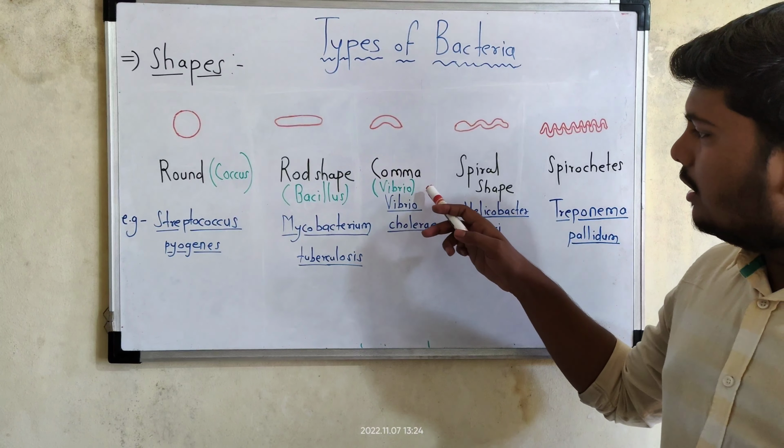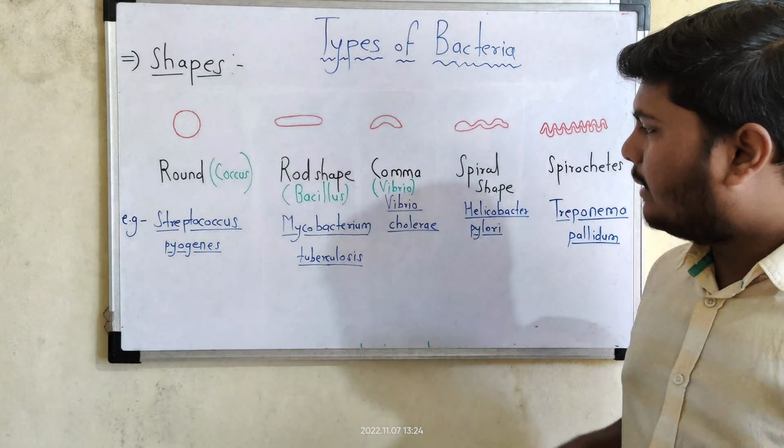Then the vibrio shaped bacteria is Vibrio cholerae. This bacteria can infect us with a disease called cholera that we are all familiar with. Then the spiral shaped bacteria example is Helicobacter pylori. This is also a pathogen, and it is very harmful for us. Then the spirochete example is Treponema pallidum. So these are some examples of bacteria on the basis of their shapes.